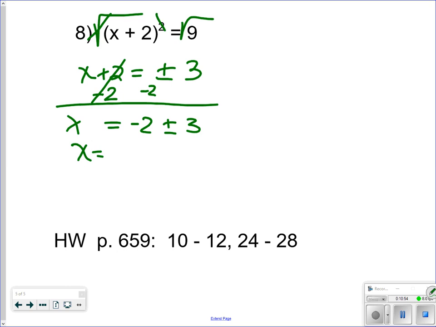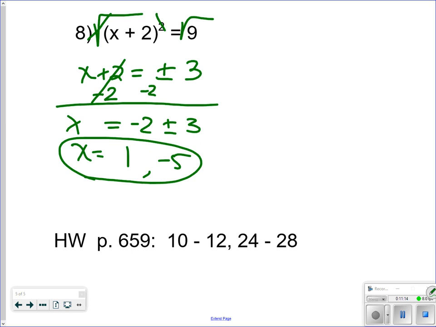Now we're going to do those two things again. So cover up the minus sign. How much is negative 2 plus 3? 1, comma. Now hide the plus sign. What's negative 2 subtract 3? Negative 5. Those are your two solutions.